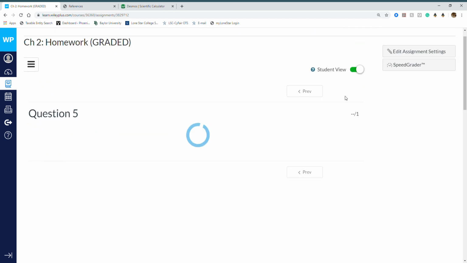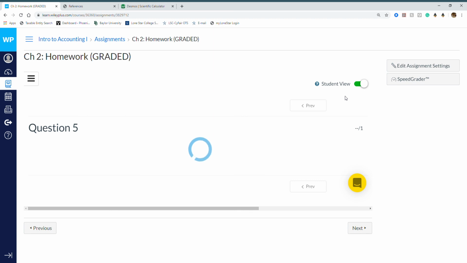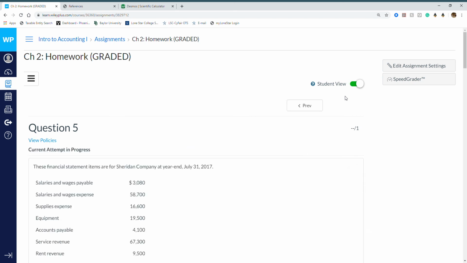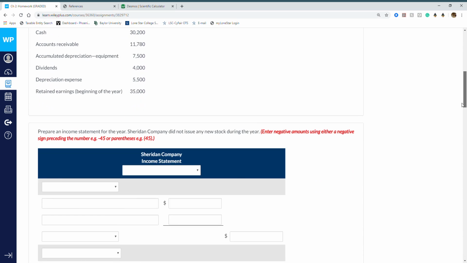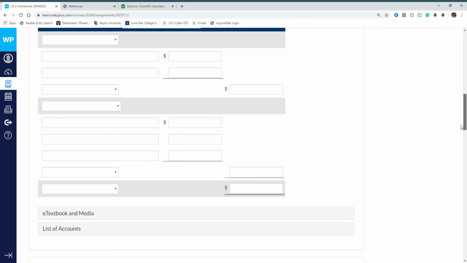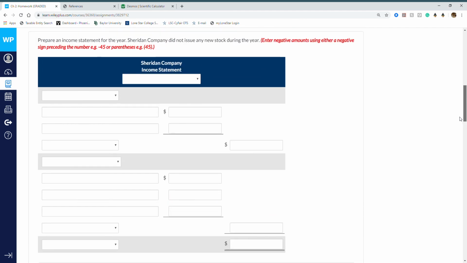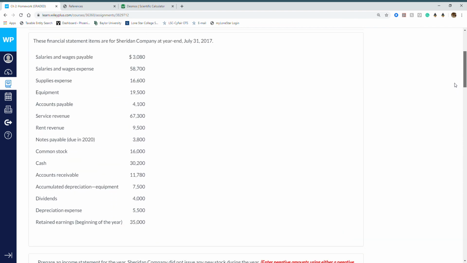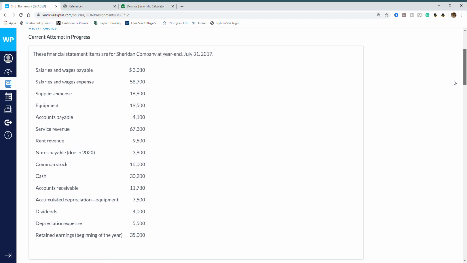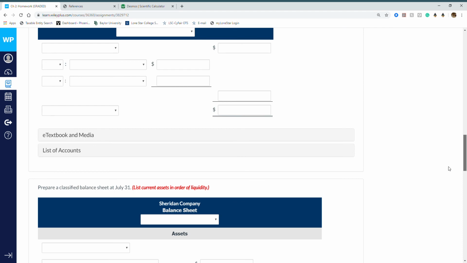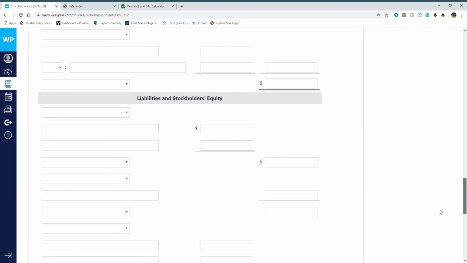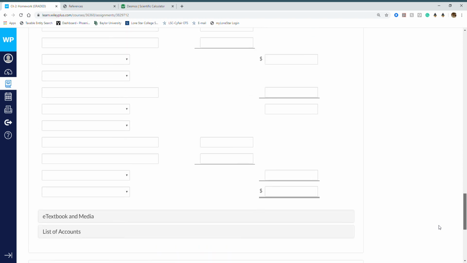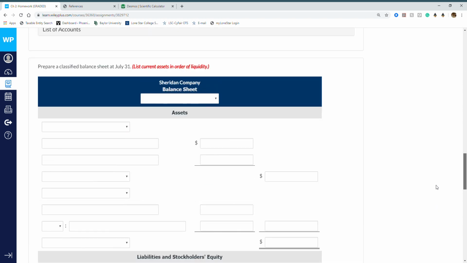So let's move on to question number 5. Let's see if this is a little bit different than the previous one, if it loads. Okay, so we're dealing with another financial statement, and prepare an income statement. We did the income statement in the last chapter. I'm just seeing if there's anything really different. Okay, there we go. I didn't scroll all the way down. So again, all this really is a summary of the first 2 chapters.